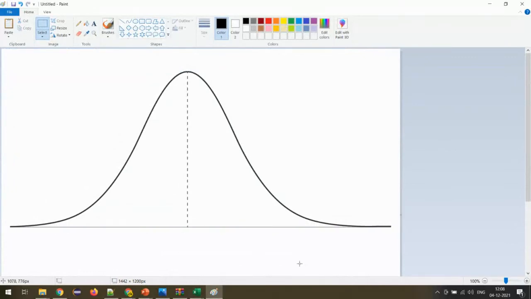In this bell curve, to draw it, we need two pieces of information. The first is the mean. The second is the standard deviation. So what is the mean of this curve? It is the center point. And what is the standard deviation? We know how it works.